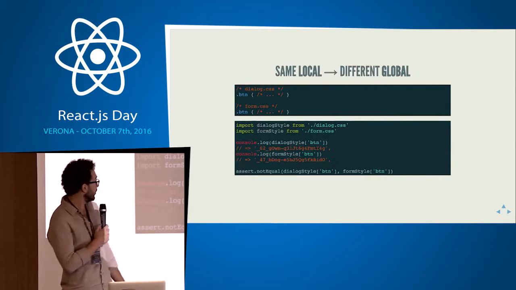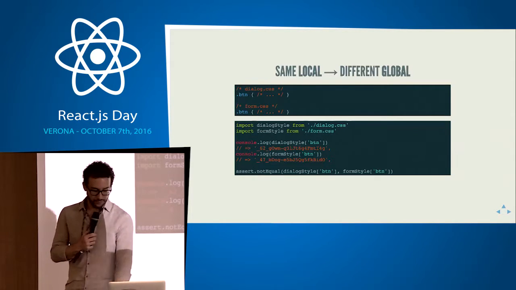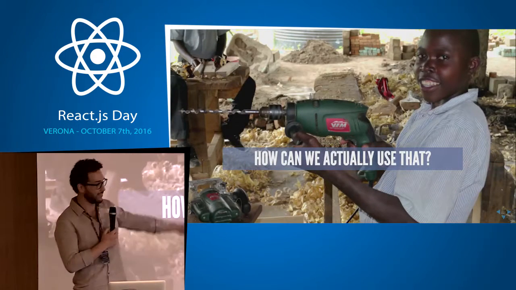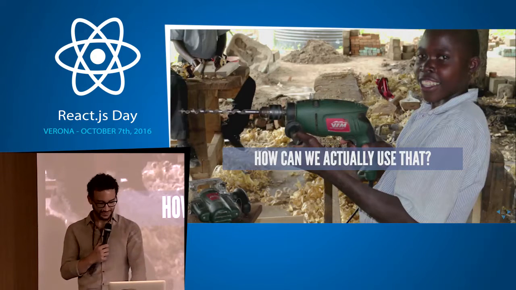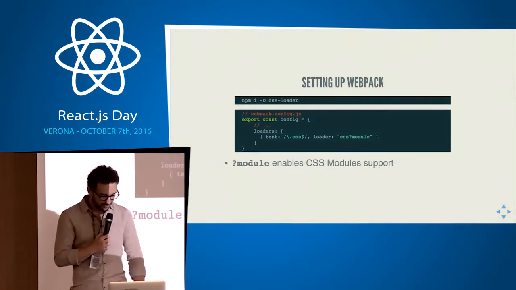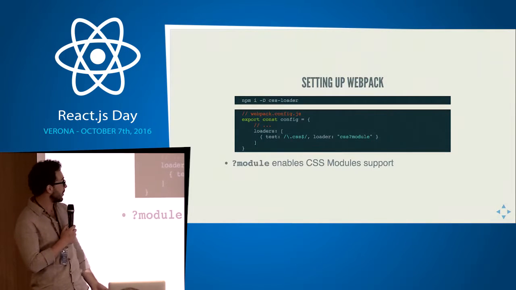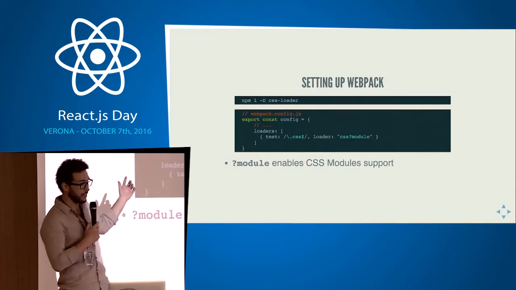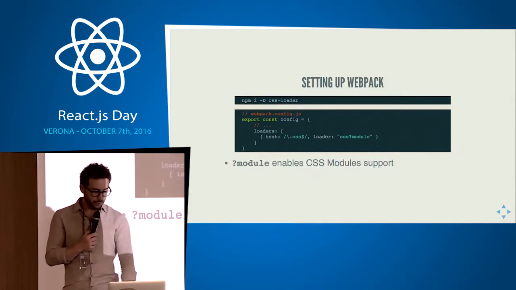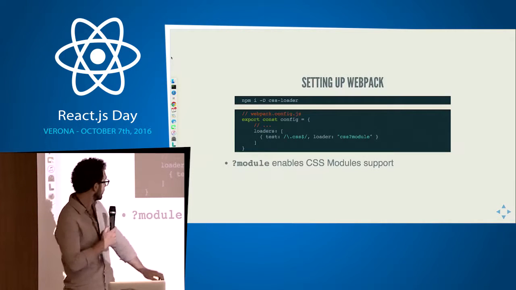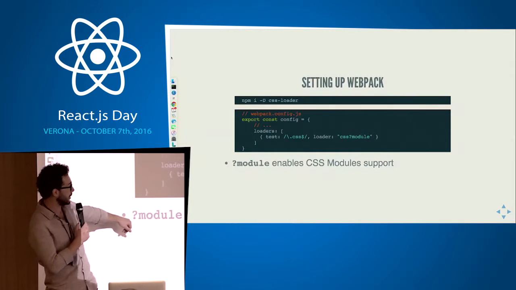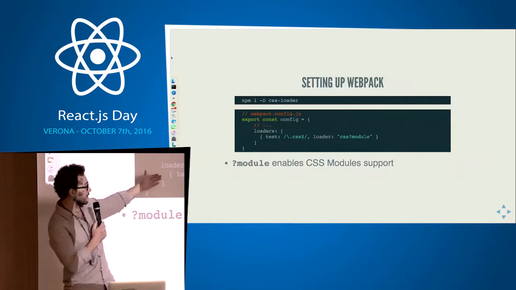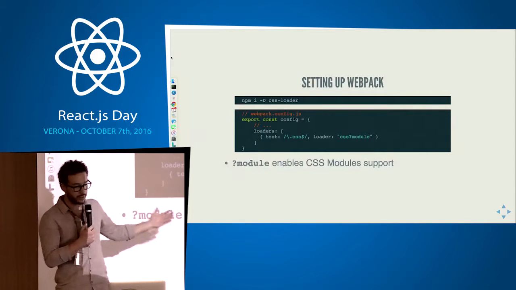And now the question is, so how can we actually use that, right? And yes, there's Vim on it, and it's use it. Okay, first we need to set up Webpack, and it's actually quite easy because the only thing you need is the CSS loader, and the important part is this module parameter which enables CSS modules for this loader, and that's basically everything you need to start actually using it.